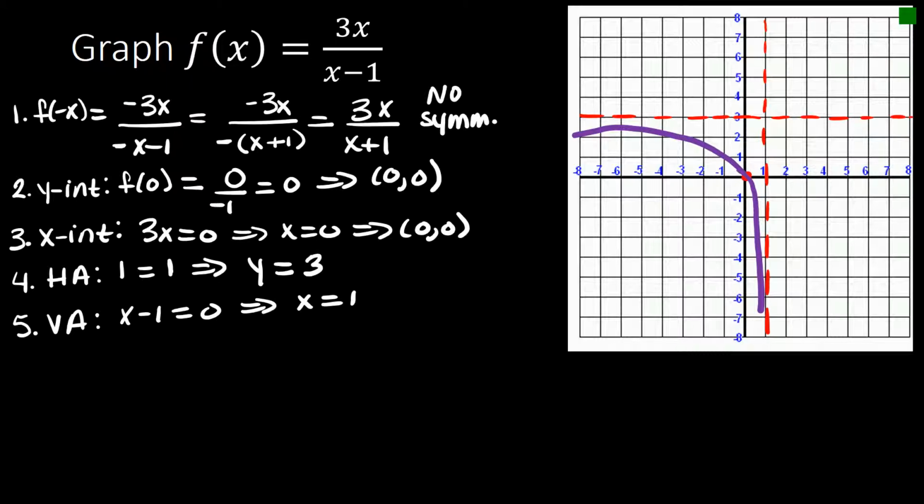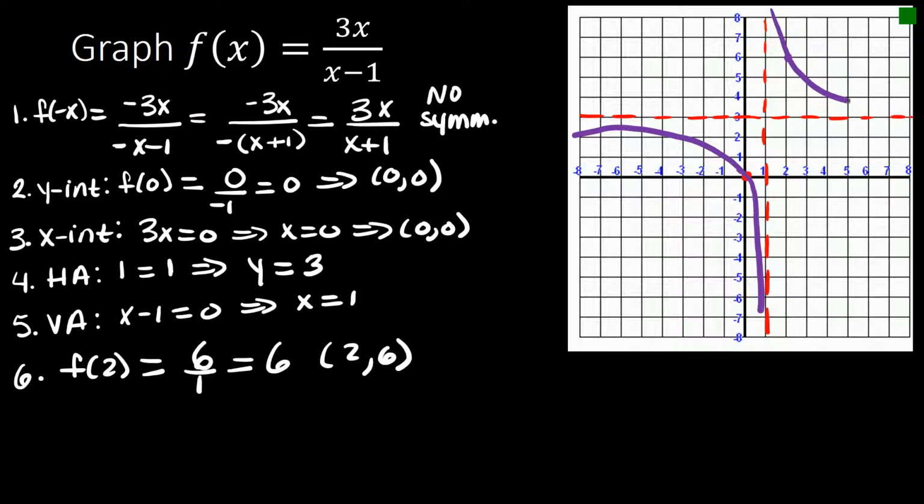And now we need to see what happens to the right of 1. So number 6, let's look at f of 2. 2 is to the right of 1. So if we put 2 in the place of x in our equation, we're going to have 6 divided by 1, which is 6. So we have a point 2 comma 6, which is here. So it looks like our graph will do something like this.